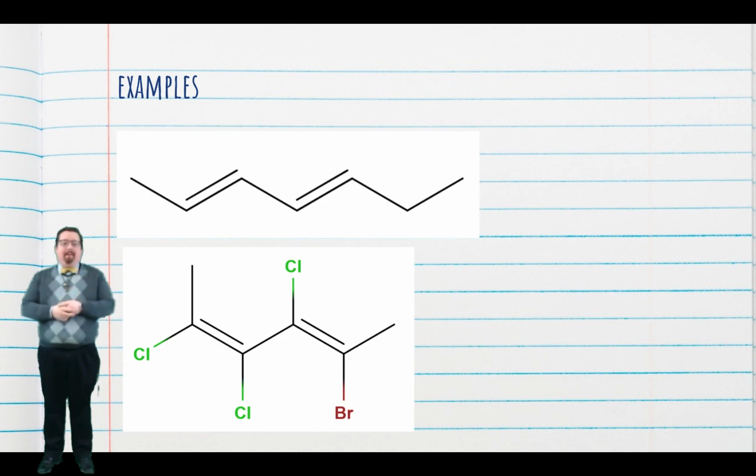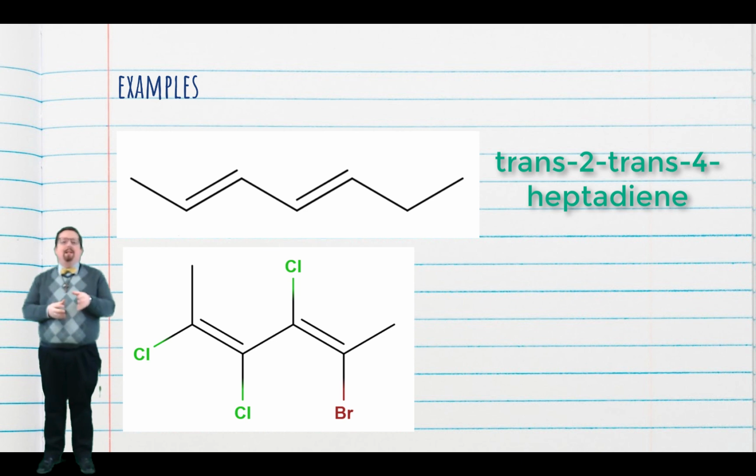So let's do some examples. Go through all the steps to name the first example here. You'll have 2 numbers right before your root name because there are 2 double bonds. Don't forget the cis and trans. That goes right before each of those 2 numbers, indicating where the double bonds are. What do you get? I got trans-2, trans-4, heptadiene.